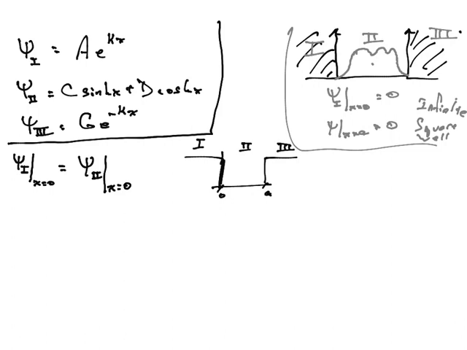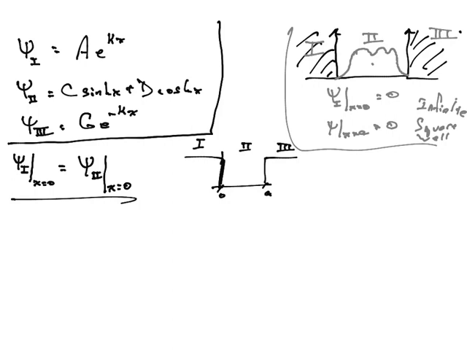So if there's some wave in region 1 and some wave in region 2, when they meet at this wall at x is equal to 0, their position, the height of this wave, is the same. Their value is the same. And that's what this says here.